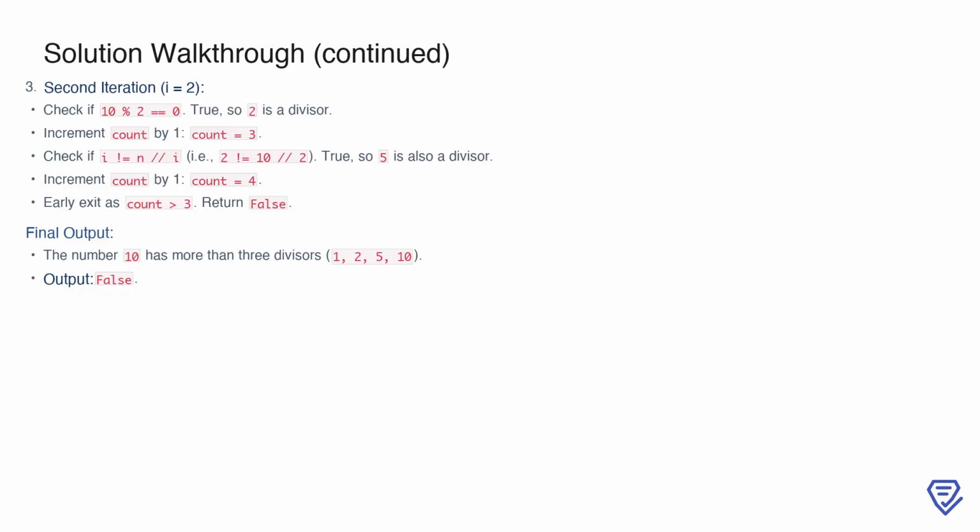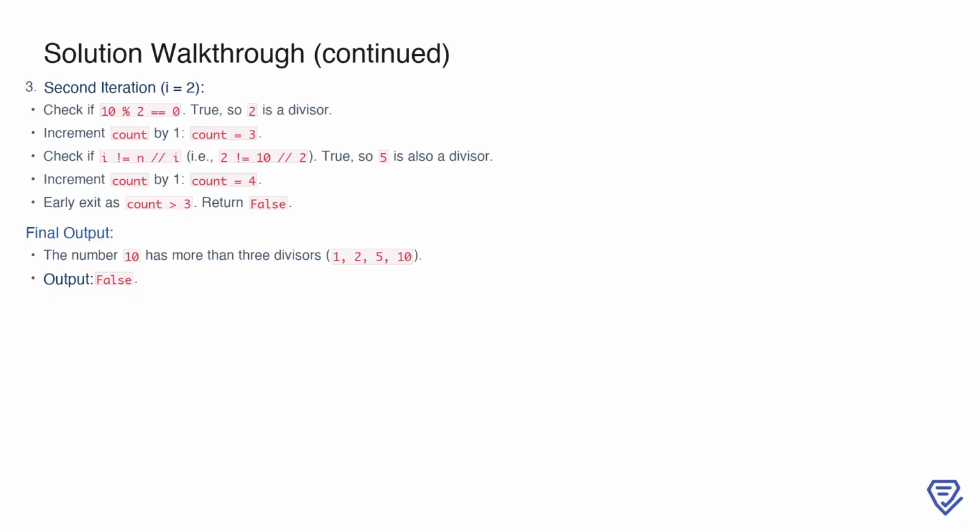In the second iteration, i becomes 2. We check if 10 is divisible by 2, and it is, so we increment the count by 1 to make it 3. Next, we verify if 2 is not equal to 10 divided by 2, which is true since 2 is not equal to 5. This means 5 is also a divisor, so we increment the count to 4.